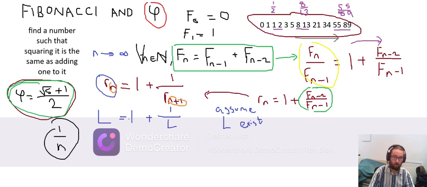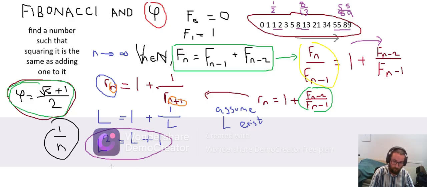So I have L equals 1 plus 1 over L. We've got a fraction here, so let's times everything by L. We end up with L squared equals L plus 1. And you might be able to see now what I'm getting at. This is the third time in this video this equation has shown up. This is my number, such that when I square it, it's the same as adding 1 to it.